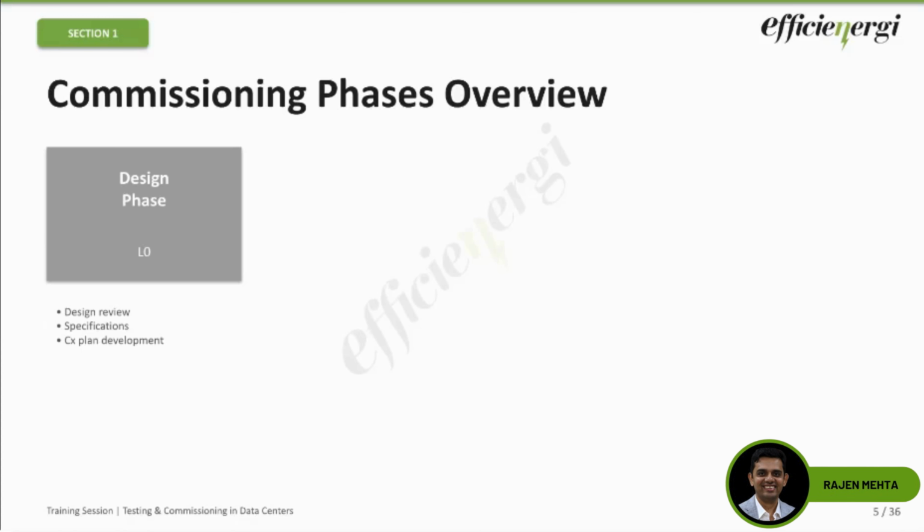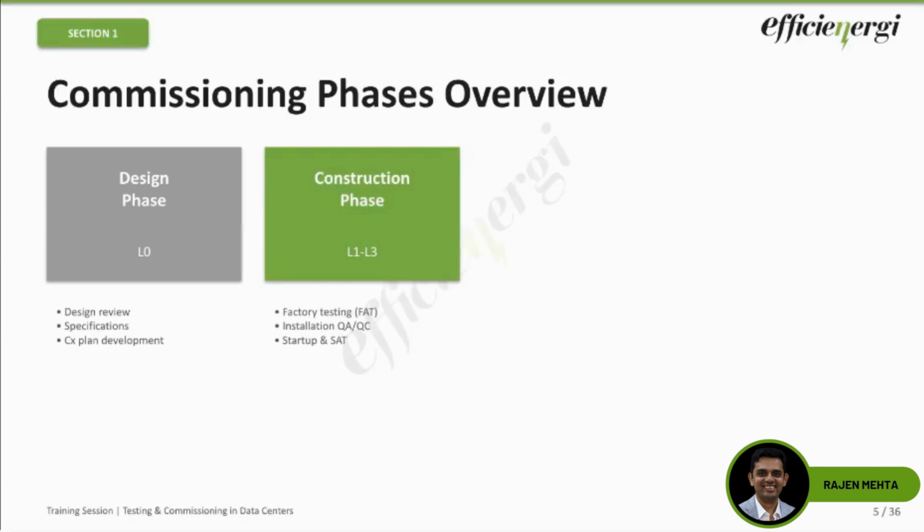The next is most important. I think most of our time at Listen Lights goes in the construction phase. Right from L1, which is the factory testing before the equipment is shipped to the site. L2, that is your installation verification, QA, QC, etc. Your L3, startup and site acceptance testing. And this is where most of the hands-on work will happen. The meat of the project execution happens over here.